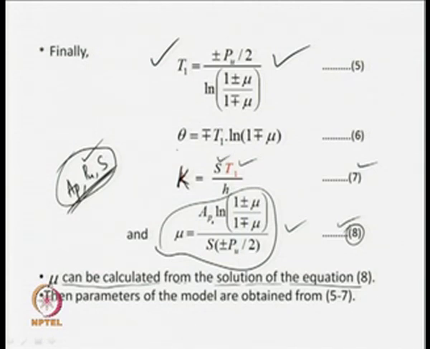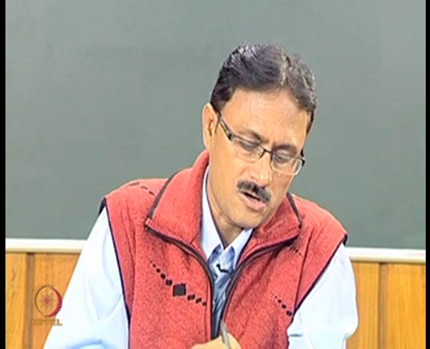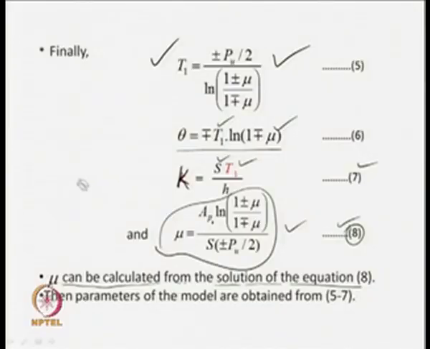Then also we can find theta using mu. Mu and T1 can be used to estimate theta. Thus, all the transfer function model parameters of the first order stable or unstable transfer function model can be estimated using the three measurements made on the output of the system.